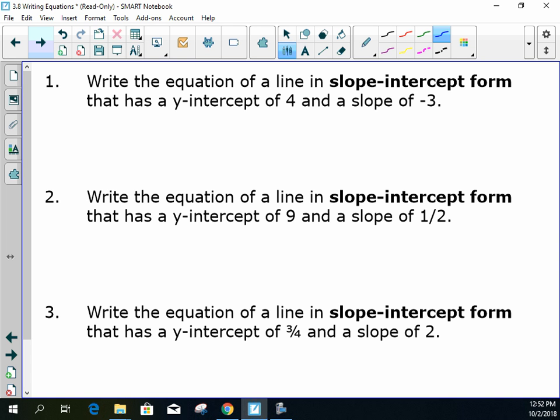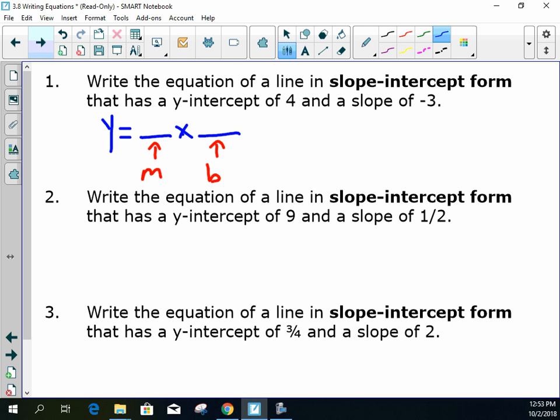So write the equation of a line in slope-intercept form. Anytime you see that, you have to write y equals blank x blank. Now, what goes in this first blank next to the x? Your slope, yes. What goes in this blank by itself? Your y-intercept.